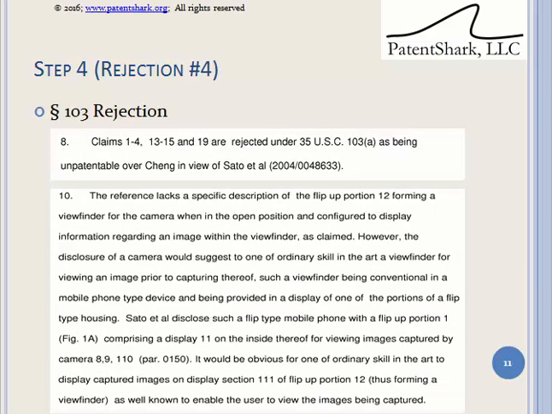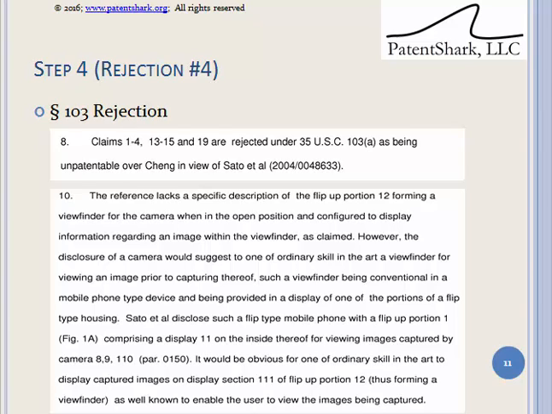Now, let's also briefly discuss the final rejection, which is the fourth rejection that was applied by the examiner in the office action. Once again, this is also a 103 rejection, which we stated previously is an obviousness rejection. Claims 1 to 4, 13 to 15, and 19 were rejected under 103(a) as being unpatentable over Cheng in view of Sato. As you will note, the examiner rejects independent claims 1 and 13. The examiner previously rejected independent claim 5 in the first rejection, as you may recall. Therefore, the examiner may reject the independent claims in different rejections.